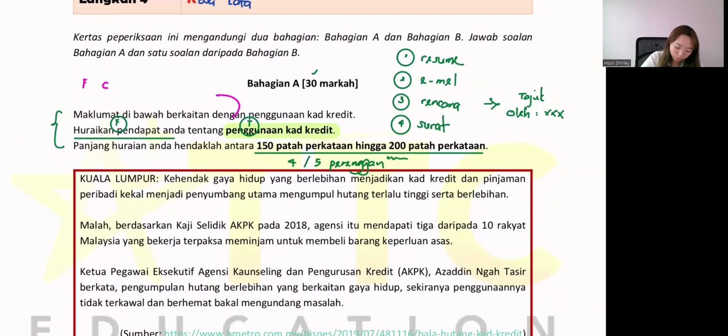I told you. Whenever there is no kata kunci, now listen, what is this F? Faktor. And what did you see? Cara, usaha, dan juga kesan. So whenever there is no kata kunci mentioned in the question, you just take this out. Why? I'm not asking you to write one factor, one cara, one kesan like that.